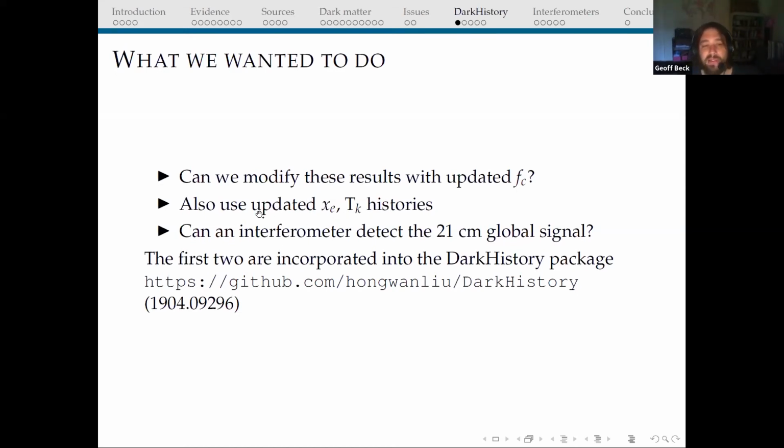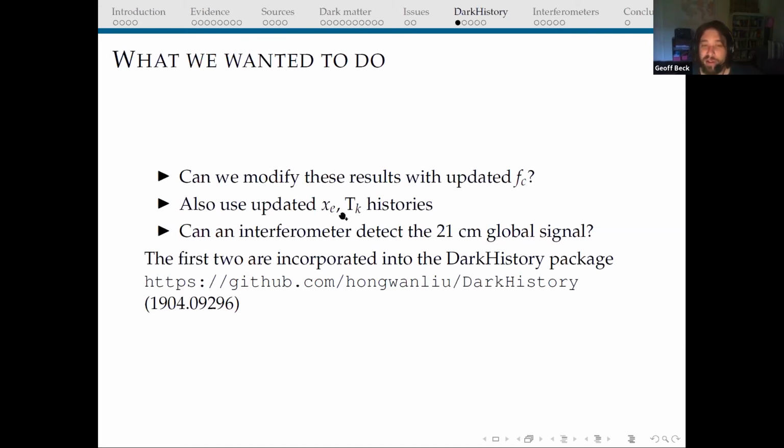And there's a third question that we're interested in here that seems a little bit unrelated, but we'll talk about it now. Can an interferometer actually detect the global 21 centimeter signal? If you're like me and knew nothing about interferometers, you might not even understand why this question is being asked, but it is essentially that interferometers rely on spatial variation of the signal. If your signal is uniform across the sky, then you can't see anything. So global signals are a big no-no. But we'll talk about whether or not this is actually a real problem later.